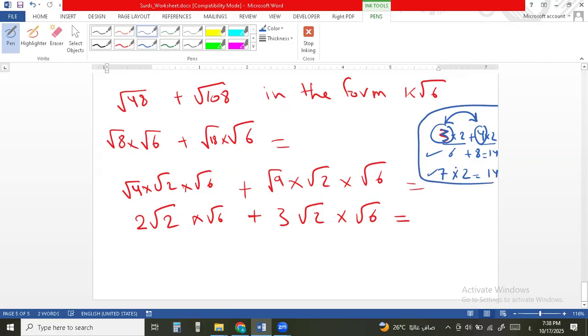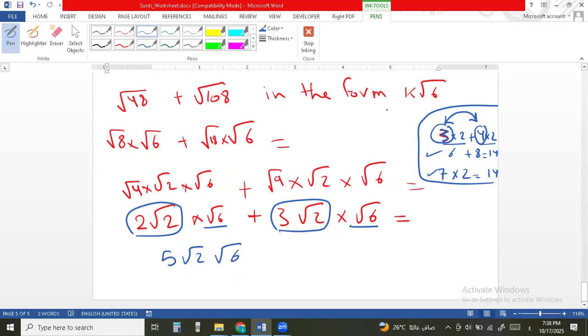I explained this in order to simplify it for you. It is the same as this: I'm multiplying this by root of 6, and I'm multiplying this by also root of 6. I can add both of them up. So it's going to be 2 root of 2 plus 3 root of 2, which is actually 5 root of 2 times root of 6.